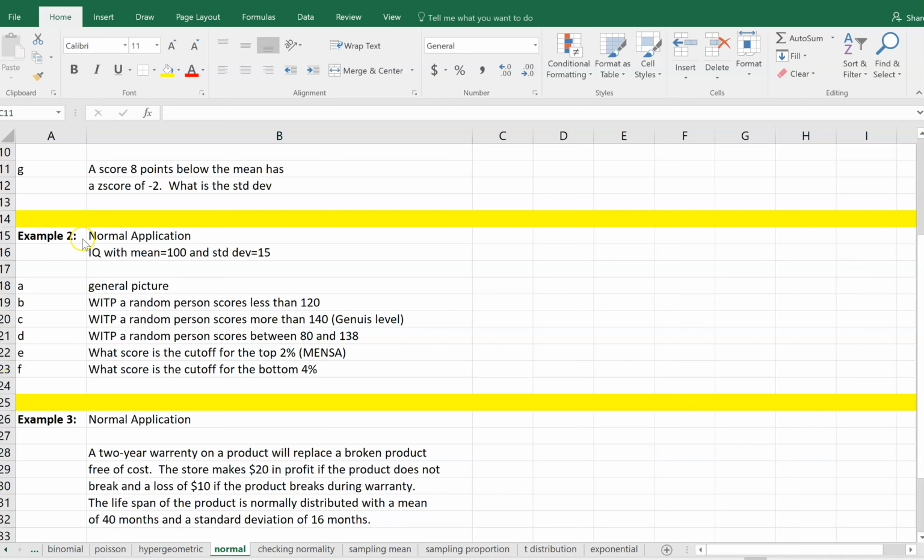Example number 2 here says it's a normal application. So let us assume that IQ scores have an average of 100 points and a standard deviation of 15. What does that mean? Well, that's why part A, the general picture. What does that question ask you to do?